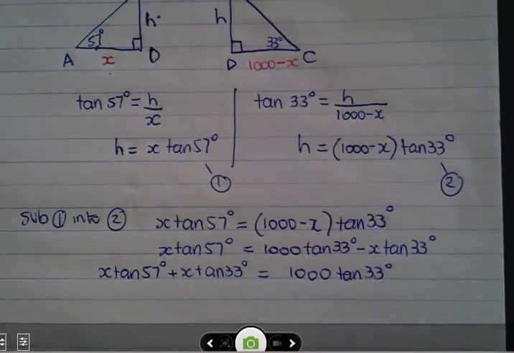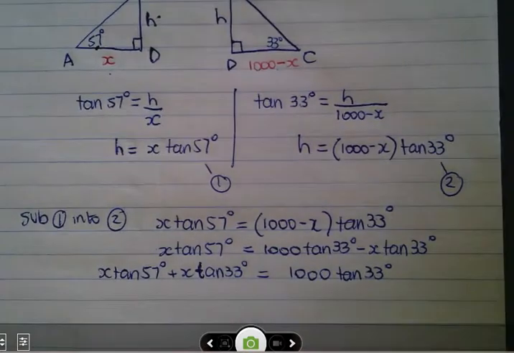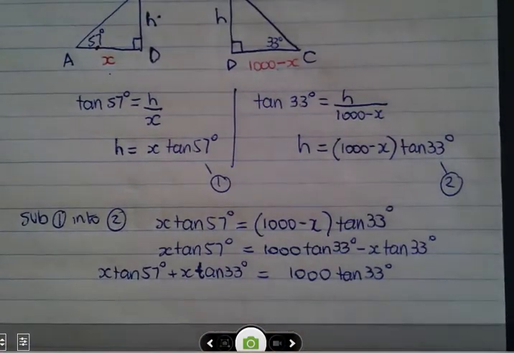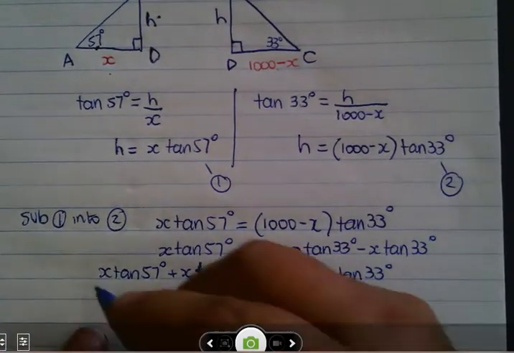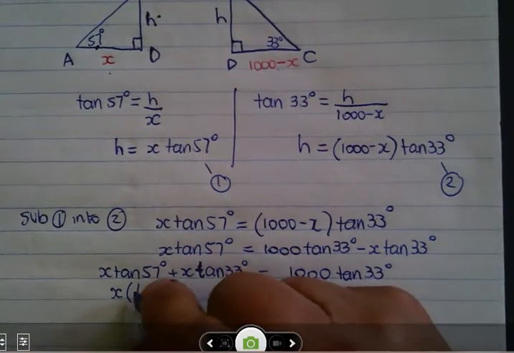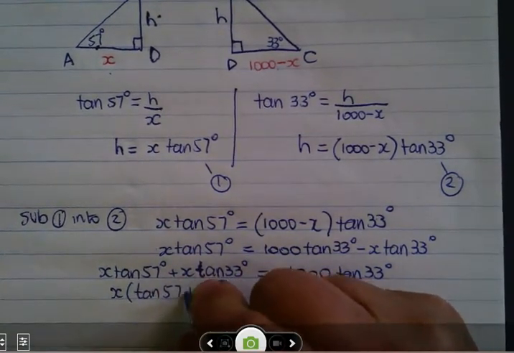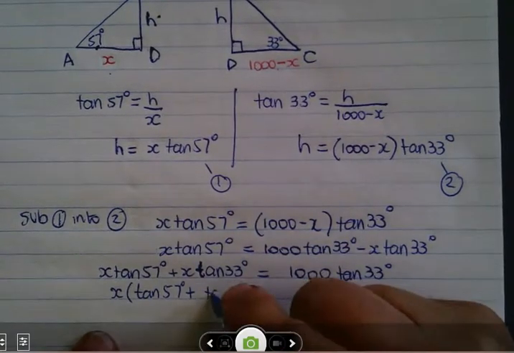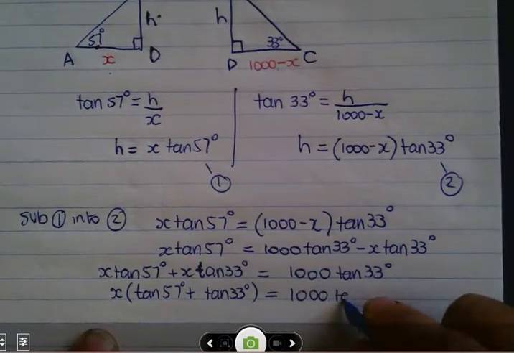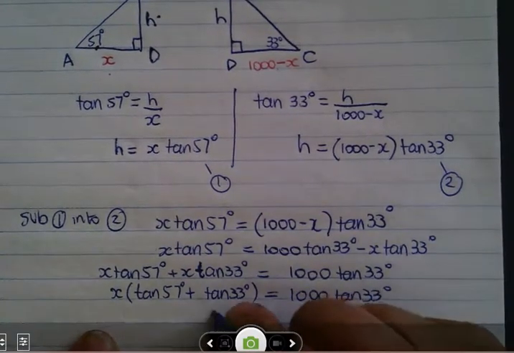Now, I've got X's appearing in two places. Girls, when you come to solve an equation, you've got X over here, get all the X's together on the left-hand side, and then factorize out the X. Then you've only got one X now. X is tan 57, what do I write? Plus tan 33. That equals that. Now how do I work out what X is?